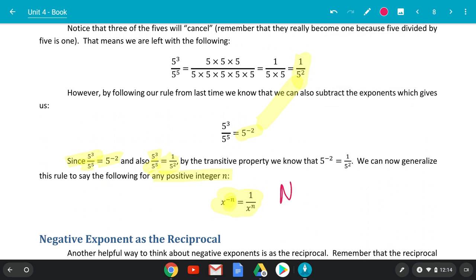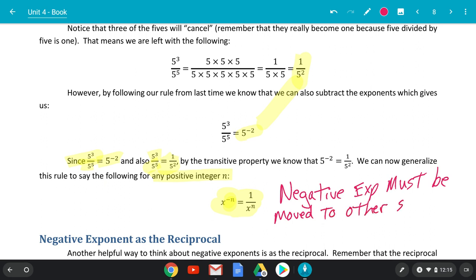Negative exponents must be moved to the other side of the fraction bar. Now, we don't really like negative exponents, so we like them to be positive, and that's one of the reasons why we're going to do that. We're going to spend a lot of time on this.